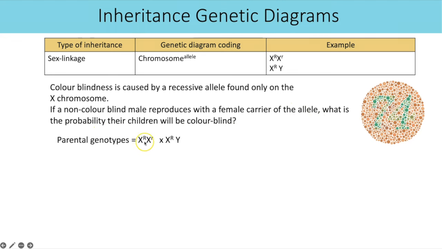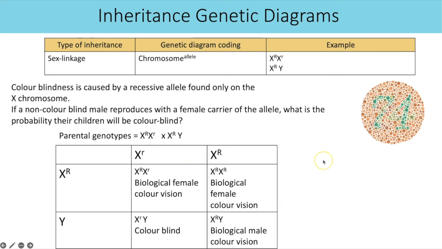So the female is a carrier, which means they must have 2 different alleles, so the capital and the lowercase. And recessive is colour blindness, so that is our colour blindness allele. And they're reproducing with a male, so they are XY. And the male does not have colour blindness. So the males only have one version of the gene, and the version they have is the capital R for non-colourblind.